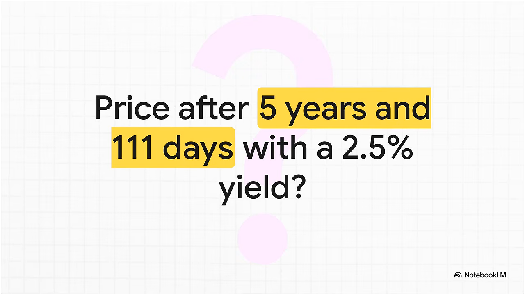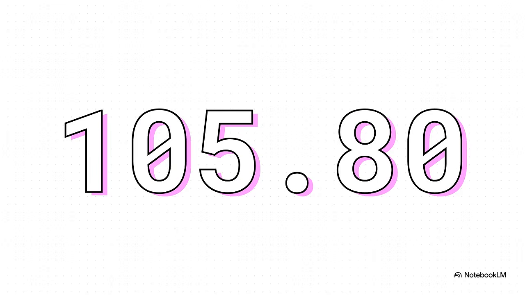So let's fire up our two-step method one more time. You know the drill by now. Step 1, we find the price at the last clean coupon date. In this case, that was exactly at the 5-year mark, when there were 5 years left to go. We plug in that 2.5% yield, run the PV formula, and we get a price of 105.80.